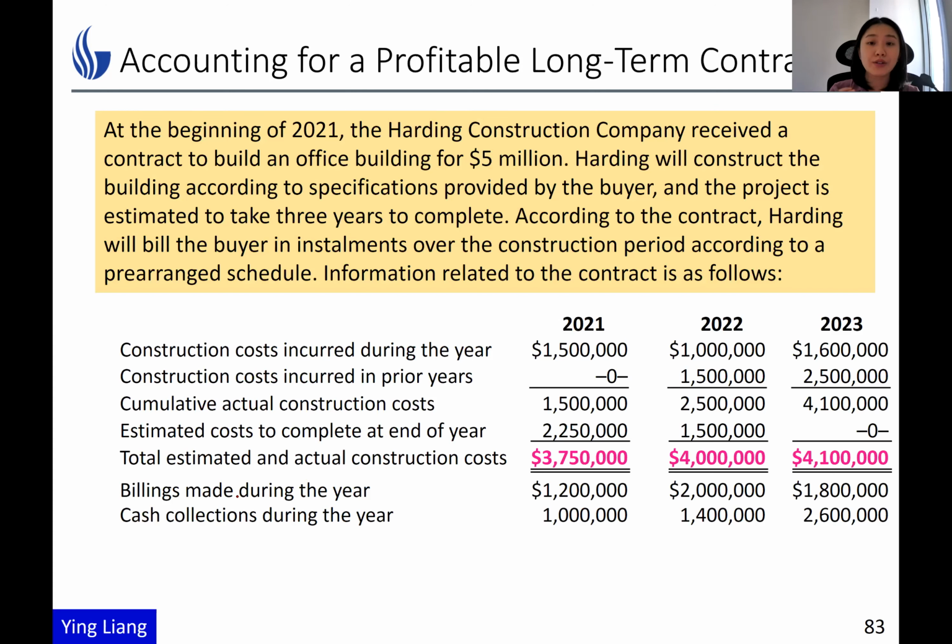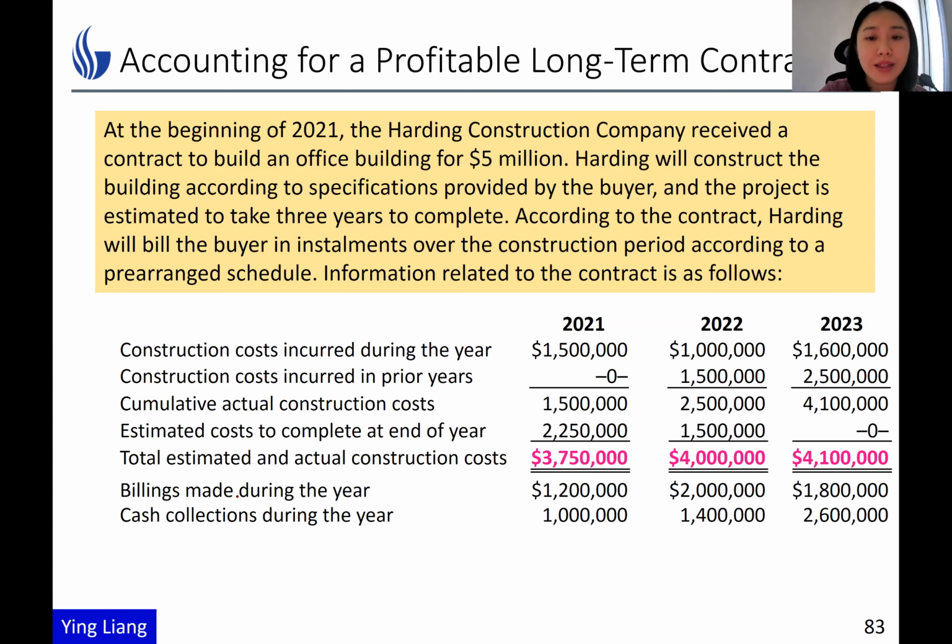Now, we are going to switch to something more complicated in terms of the numbers. This is the example used in the textbook. Here is a table of the information. Now, don't be overwhelmed by the table. It's actually very simple and step by step. Let me walk through this table with you together.